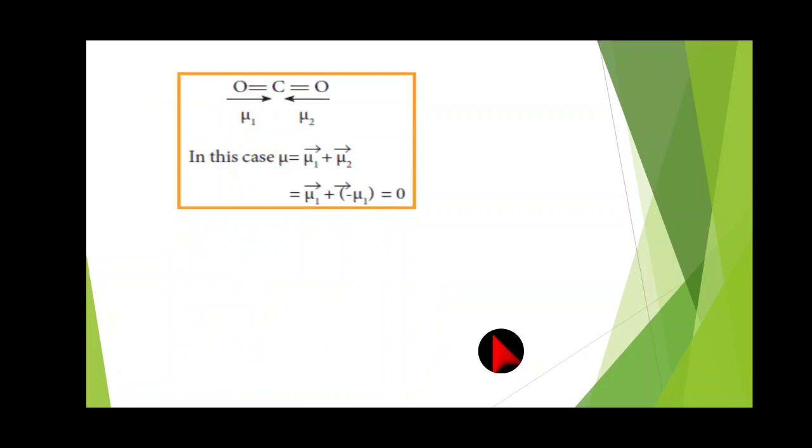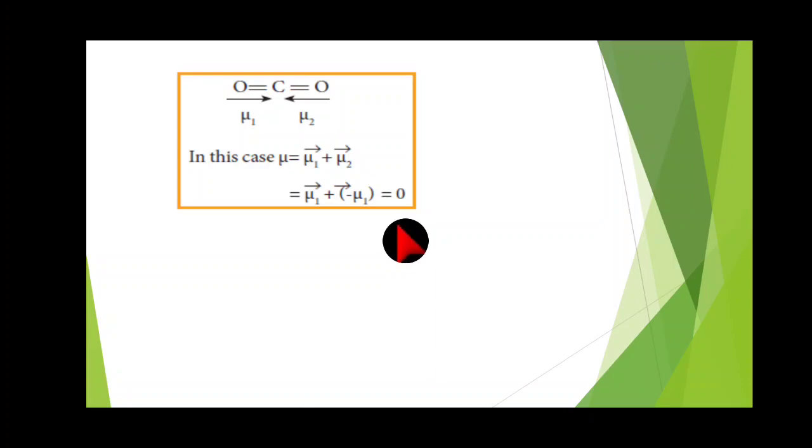In carbon dioxide, the dipole moments of the two polar bonds, C=O, are equal in magnitude. It's carbon dioxide, right? O=C=O. But they have opposite directions. Hence, the net dipole moment of CO2 is zero, right? The oxygen pulls the shared pair of electrons on both sides, so the dipole moment value is 0.